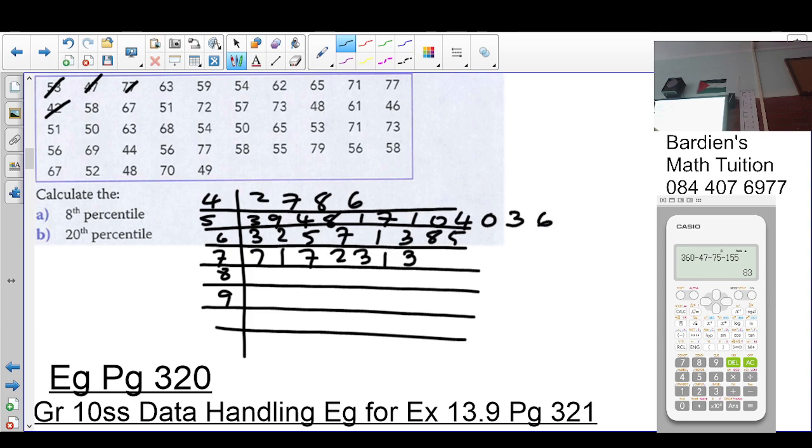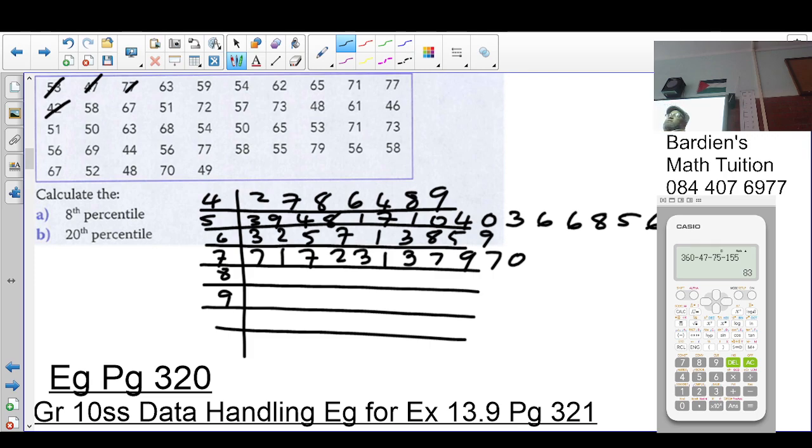56, 69, 44, 56, 77, 58, 55, 79, 56, sorry, 58, 67, 52, 48, 48, 17, 49.